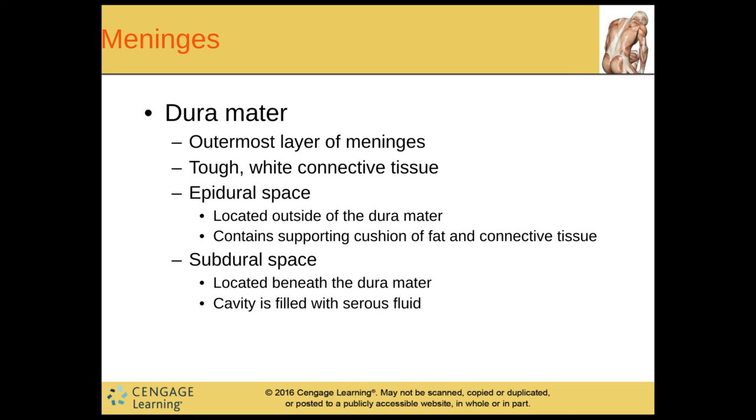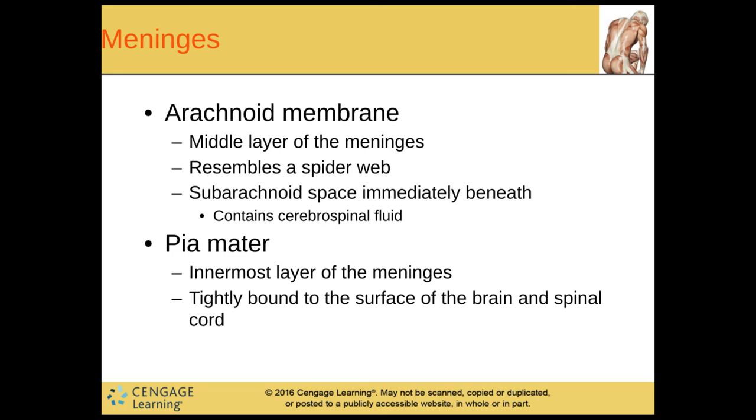So the meninges, this is part of the dura mater, right? So this is the outermost layer of the meninges. It's tough and it's a white connective tissue. It's found in the epidural space. So this is located outside of the dura mater. It contains supporting cushion of fat and connective tissue. And then the subdural space, it's located beneath the dura mater, and that cavity is filled with serous fluid.